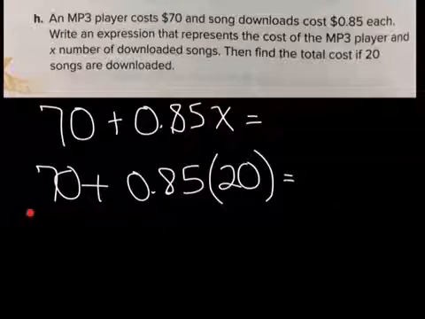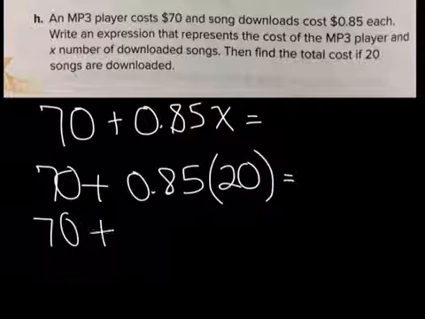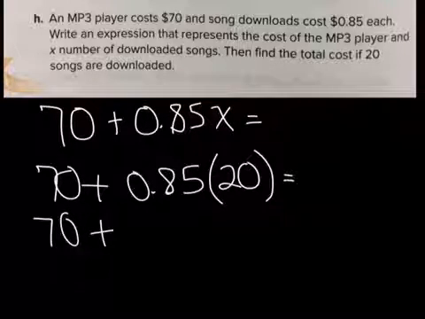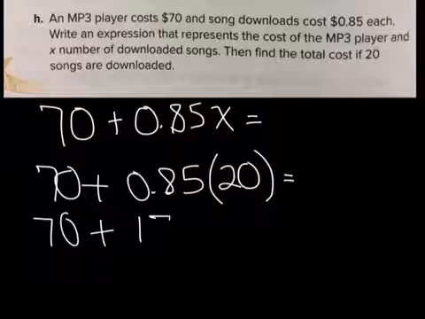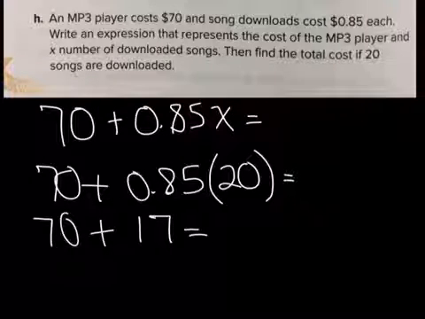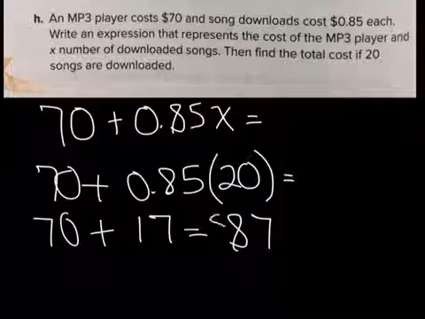So now I have my $70 for my MP3 player plus 85 cents per song, and it's 20 songs. I do multiplication first, and I have my 70 plus 0.85 times 20, which is 17. Okay, and now I just add those two together, and what is my answer? I have $87. It's going to cost me $87 for my MP3 player and 20 songs.